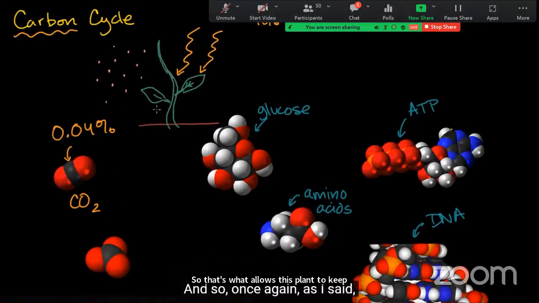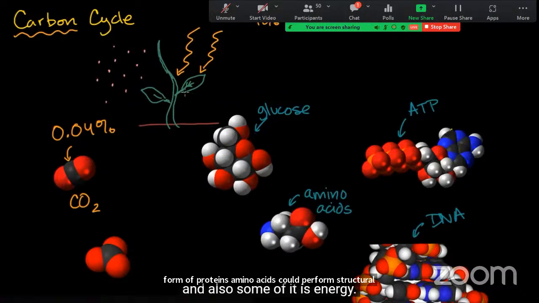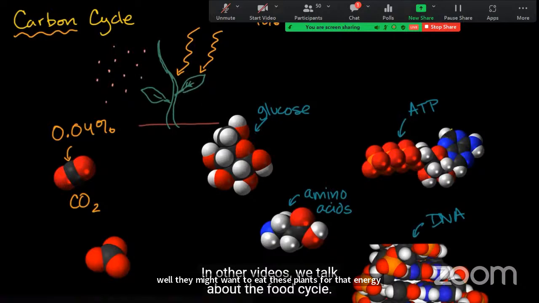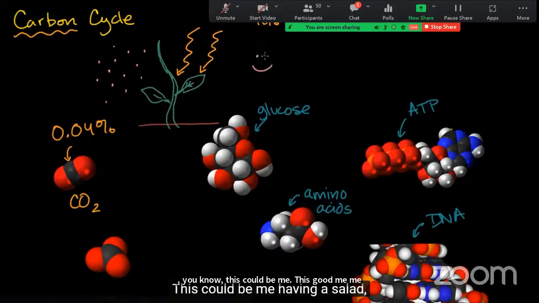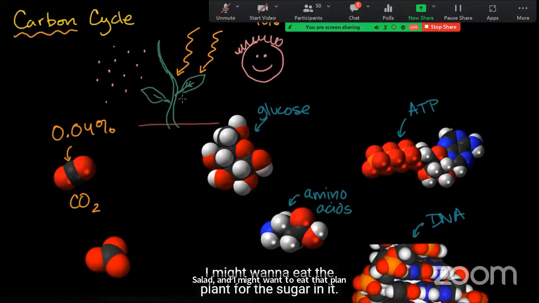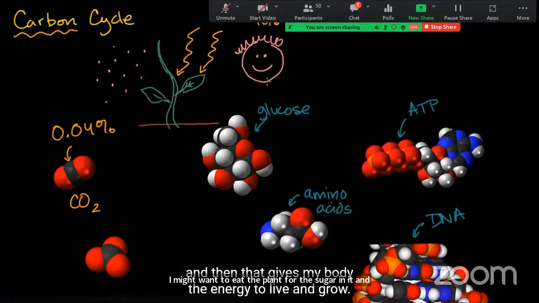And so once again, as I said, some of that will be in the form of proteins, amino acids. It could form structural components. There could be fats. And also some of it is energy. And you could imagine other animals that can't do this, that can't photosynthesize. Well, they might want to eat these plants for that energy. In other videos, we talk about the food cycle. And so, this could be me having a salad. And I might want to eat that plant. I might want to eat the plant for the sugar in it. Maybe it's an apple of some kind, and then that gives my body the energy to live and grow.